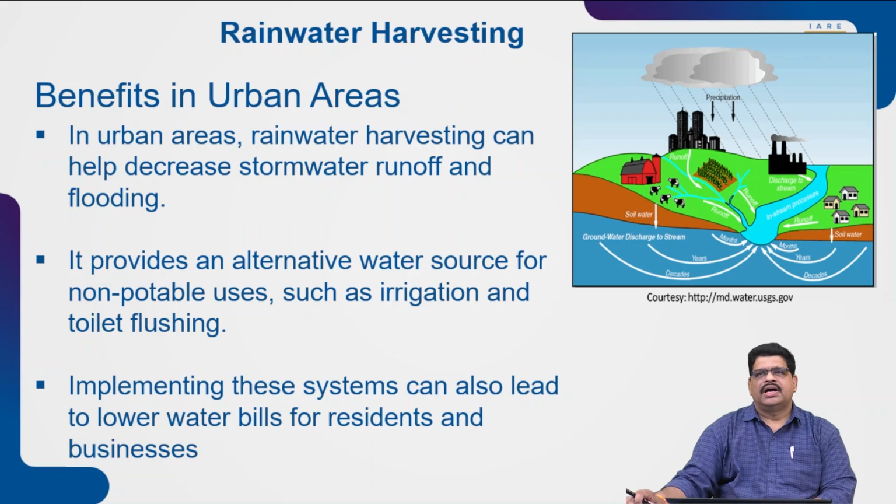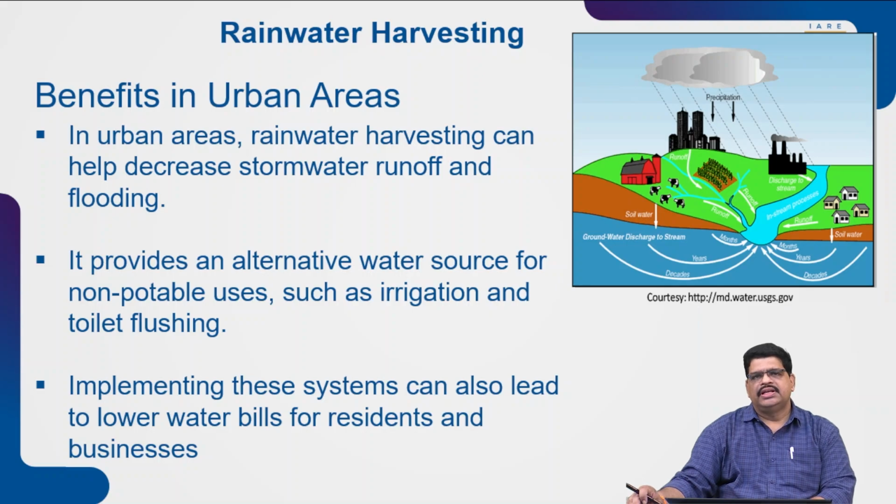Next, benefits in the urban area. What are the benefits in urban areas? In urban areas, the rainwater runoff will be more. Why? Because everybody knows that runoff increases due to concrete and floors. Next, decreasing stormwater runoff and flooding. Stormwater runoff is nothing but rainwater mixed with some impurities during the rain. So the flooding will be reduced by using harvesting techniques.